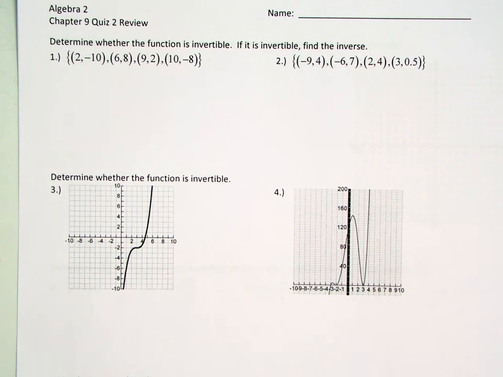All right, so today we're going to review for the Chapter 9 Quiz 2, which was about determining whether or not functions are invertible, finding inverse functions, graphing the function and its inverse, as well as determining and writing direct, inverse, joint, and combination variations.